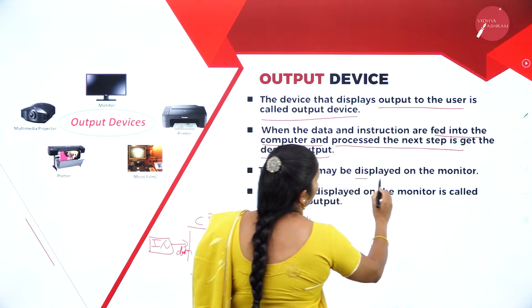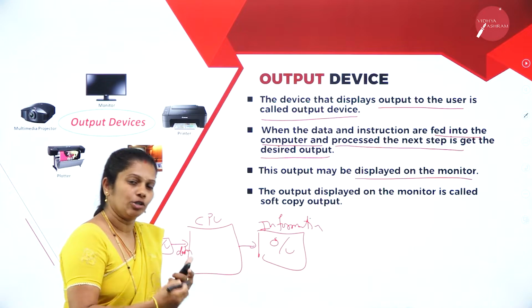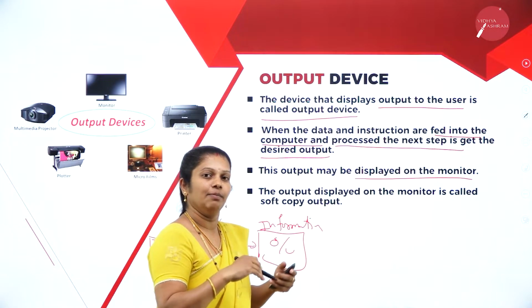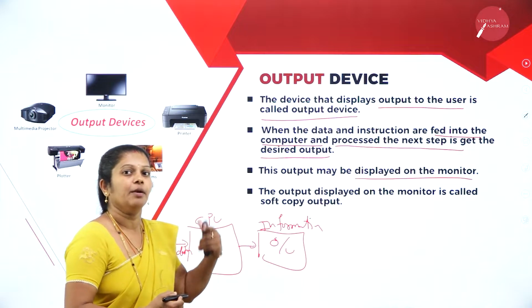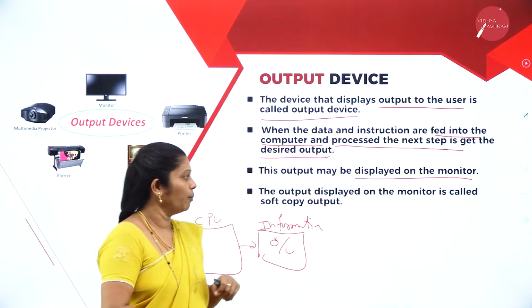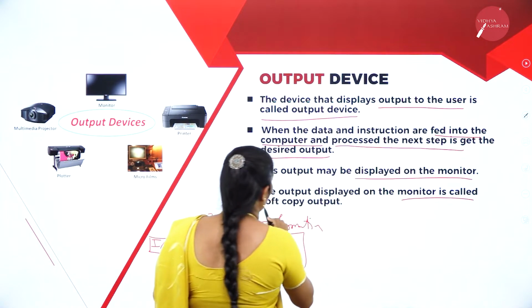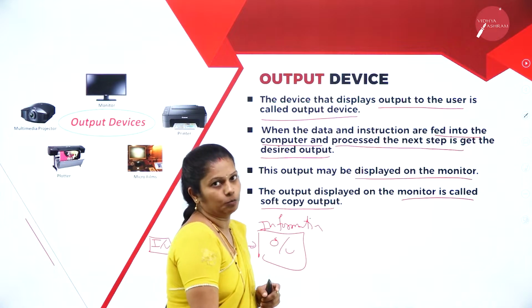This output may be displayed on the monitor. If I want, I can take a printout of that. That printout helps to get the data in hard copy. The output displayed on the monitor is called soft copy output.